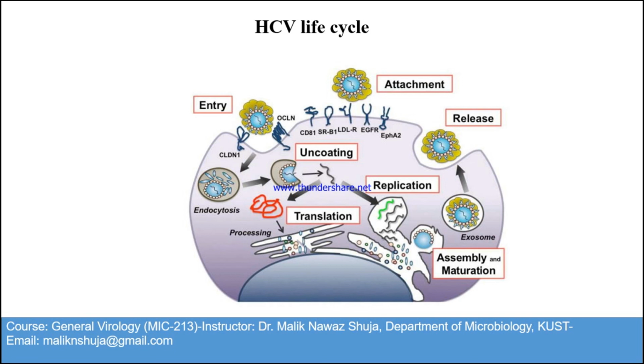So here we can see the life cycle of HCV. First, it does the entry. Entry is done through attachment and endocytosis, and this is clathrin-mediated endocytosis. Then it is followed by the uncoating. Here replication and translation are going on. Then finally comes the assembly and maturation, and finally the virions are released in the form of budding to attack new cells or reinfect the same cell.